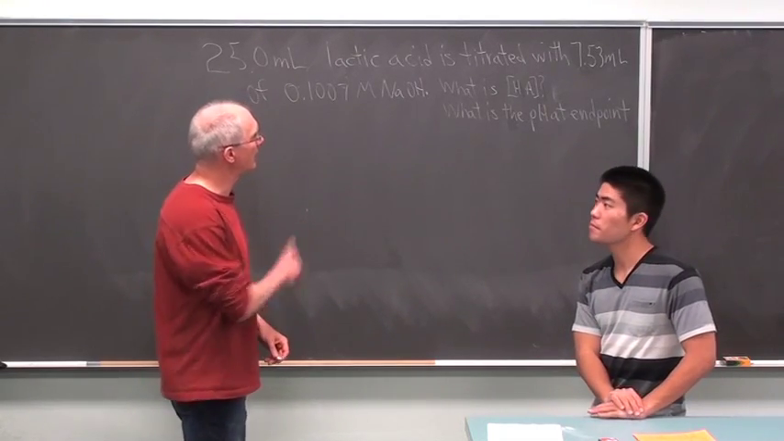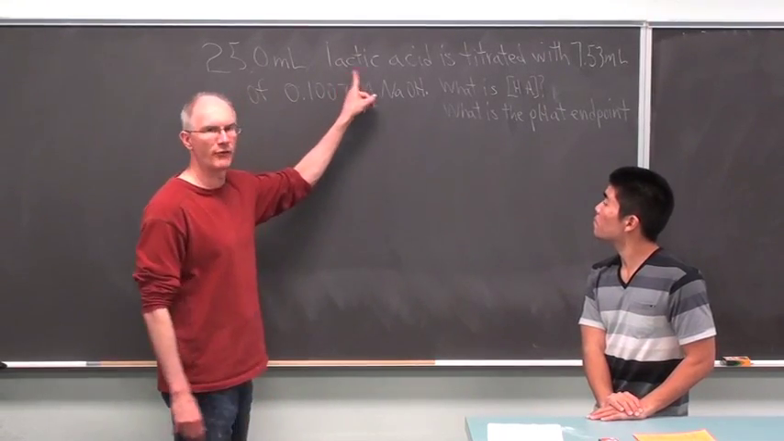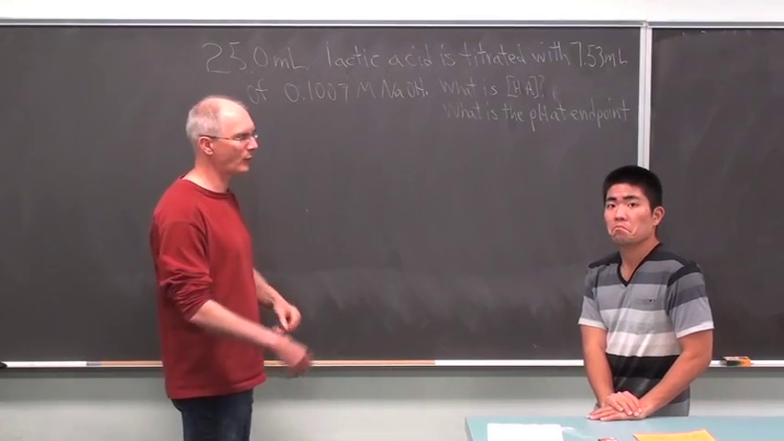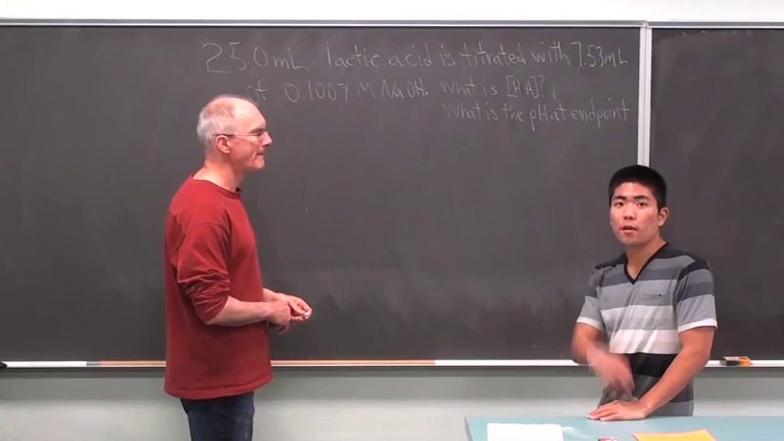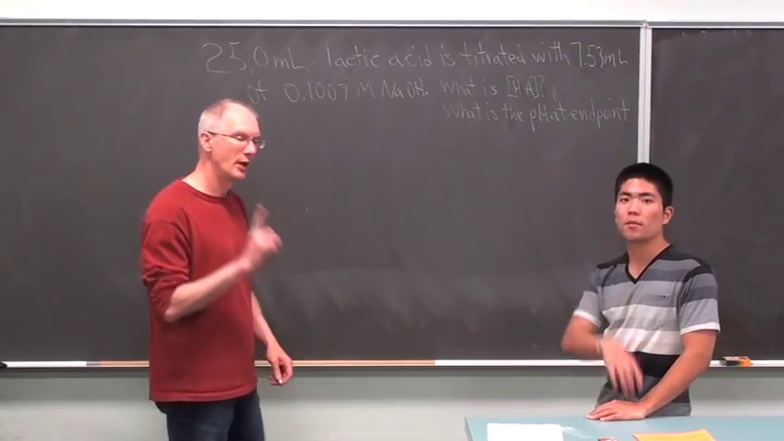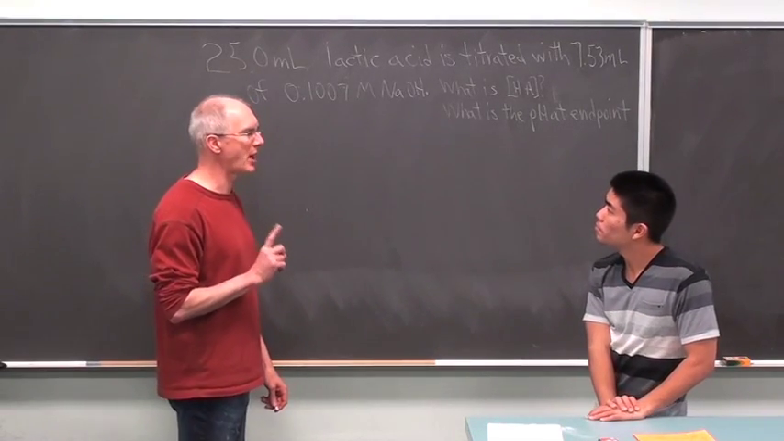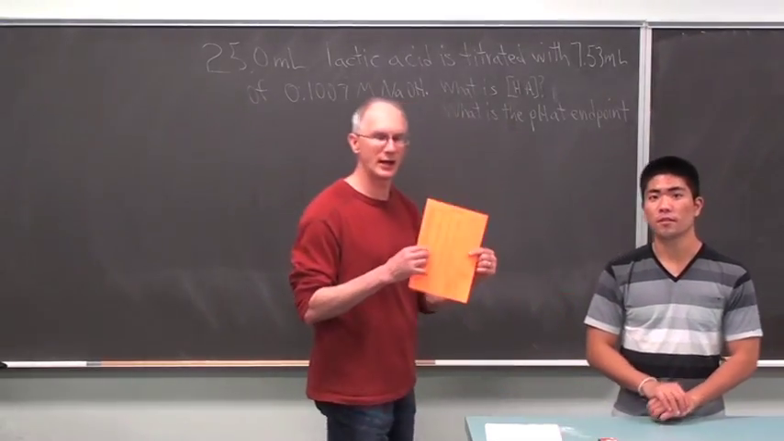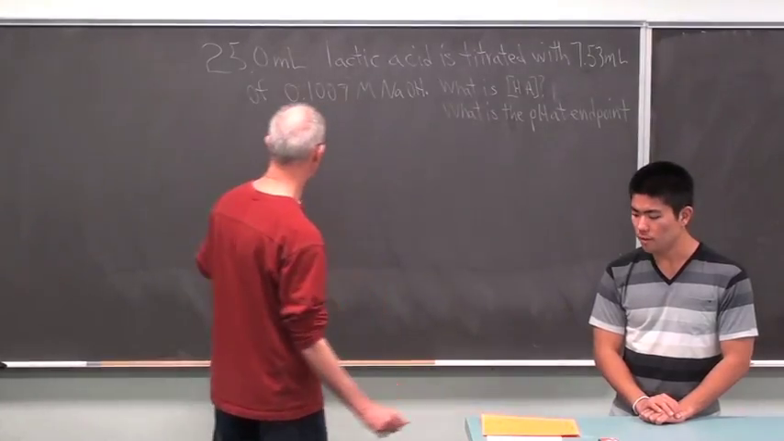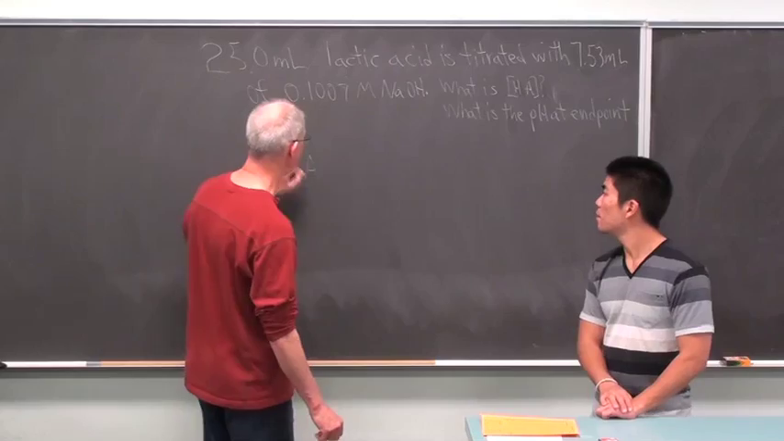I'm going to make it a little bit simpler. I don't want to write out the formula for lactic acid because all the carbons and most of the hydrogens don't matter. It's that one hydrogen. The one thing I do want to make sure is that it's a monoprotic acid. So I look on my little sheet and I find lactic acid. It's a monoprotic acid, only one hydrogen is coming off, and so I can abbreviate it HA.